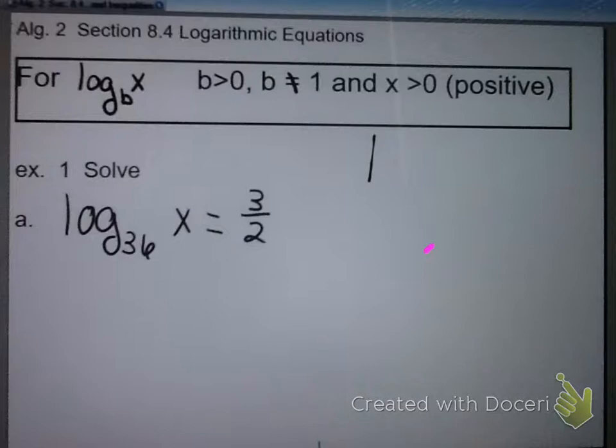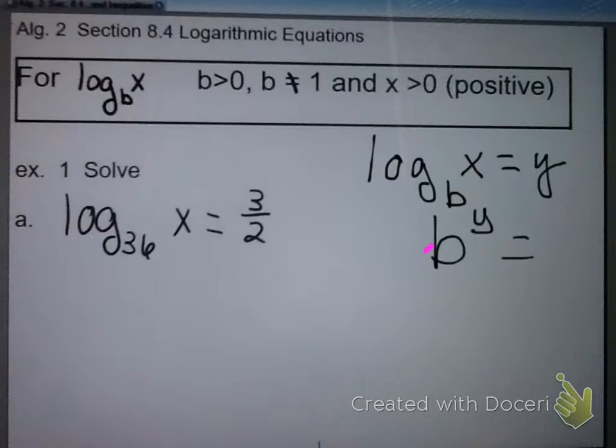Example 1, solve. Log base 36 of x is equal to 3/2. Let's refresh our memory on the log form. Log base b of x is equal to y. Putting that in exponential form, that's b to the y power is equal to x. So in example 1a, we're going to put it in exponential form. Anytime you have a log and it says to evaluate or solve, that means we need to put it in exponential form before we can solve. So the base is 36, my exponent is 3/2, is equal to x.